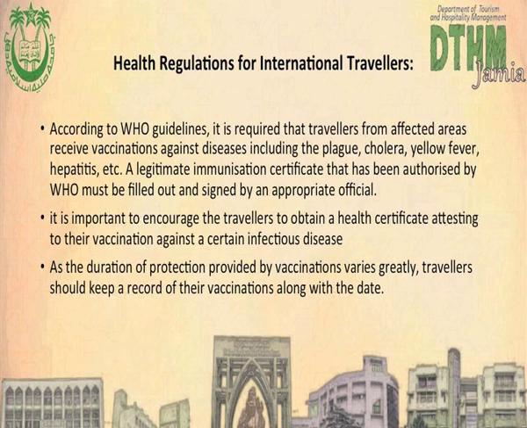The World Health Organization develops and updates international sanitary standards and suggests countermeasures against the global spread of epidemics. According to WHO guidelines, it is required that travelers from affected areas receive vaccination against diseases including the plague, cholera, yellow fever, hepatitis, etc. A legitimate immunization certificate that has been authorized by the WHO must be filled out and signed by an appropriate official. The required vaccine may be administered by a family physician or an official health authority. When travelers receive the required vaccine, the doctor issues them a health certificate.